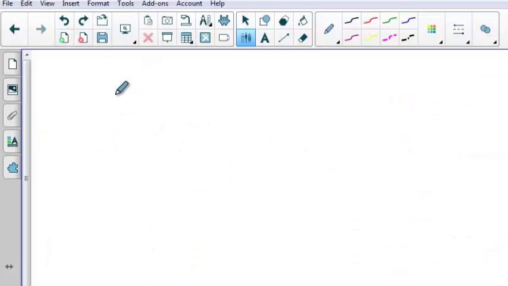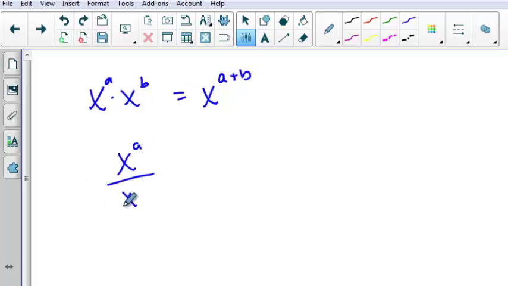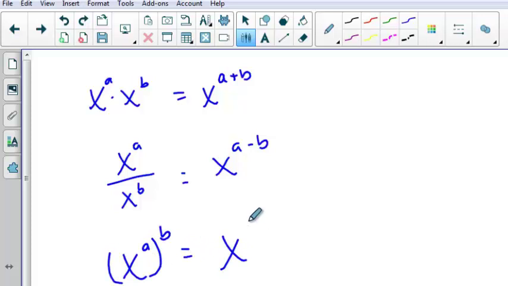If I'm multiplying by the same base, that is, I add the exponents. If I'm dividing by the same base, that means I should subtract the exponents. And if I have a power raised to a power, I multiply the exponents. Does everybody understand what I'm saying on that? Got to know those rules, folks.